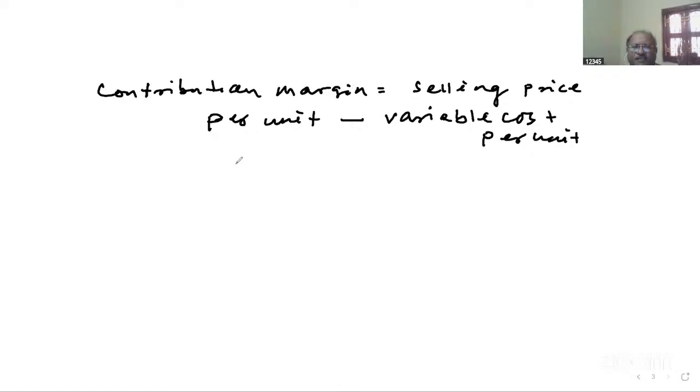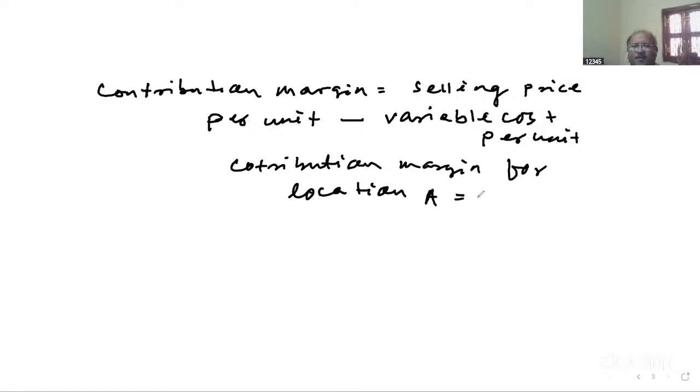So contribution margin for location A is equal to 25. Correct? Rupees 25. And for location B, it is 40 minus 20. It will be rupees 20. And for location C, it is 40 minus 25, it is rupees 15.